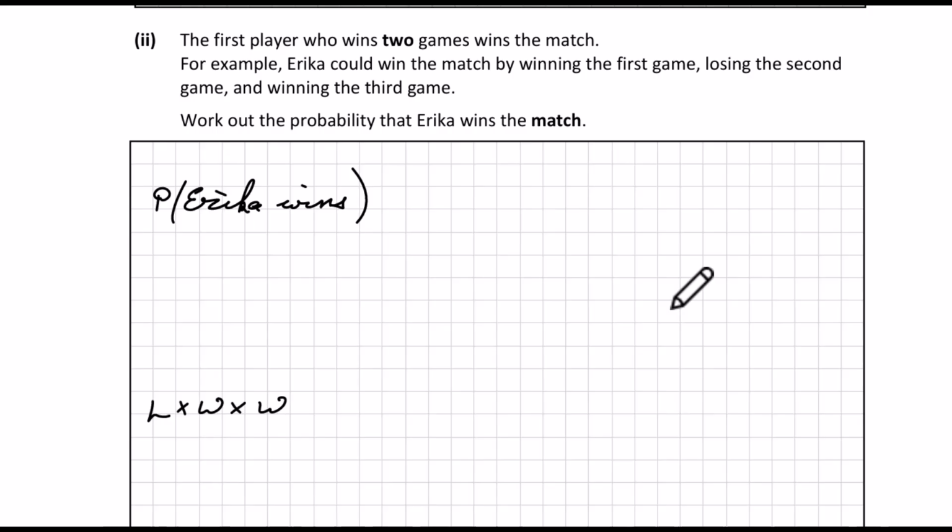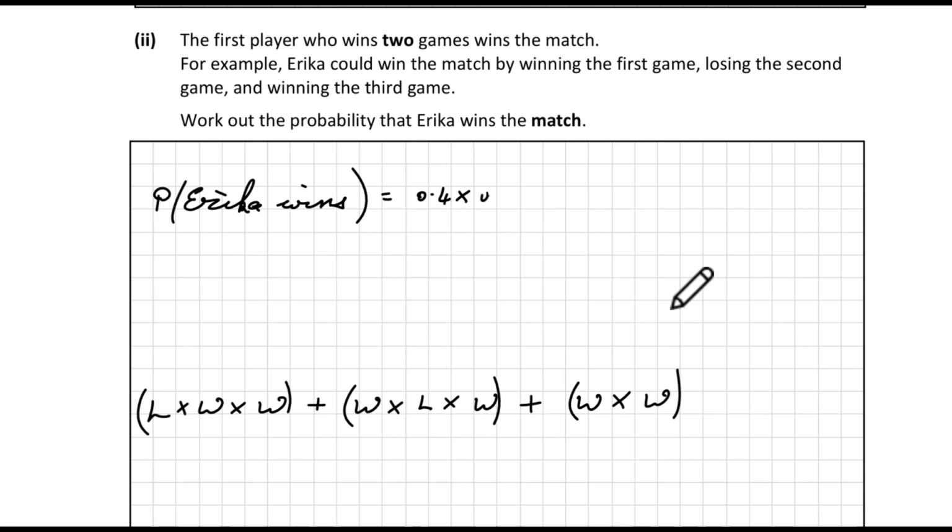And means you're going to multiply here, by the way. Or means you add. She can win the first one, and means you multiply, lose the second one, and means you multiply, win the third one. Or means you add. She could win the first one and win the second one. They don't play a third one here because she's already won. They stop at that stage. So these are the only 3 possibilities where Erica can win the entire match. So let's put in those probabilities. Lose times win times win. So losing is 0.4.